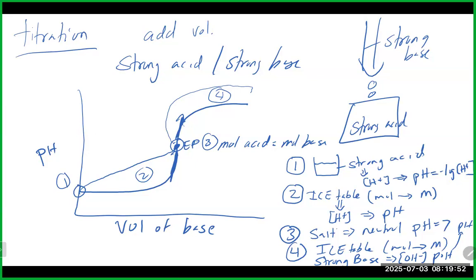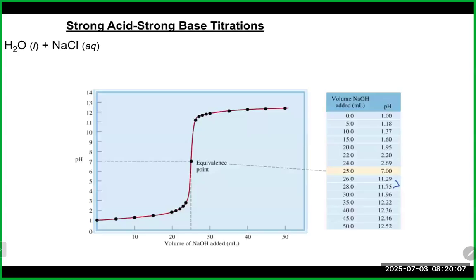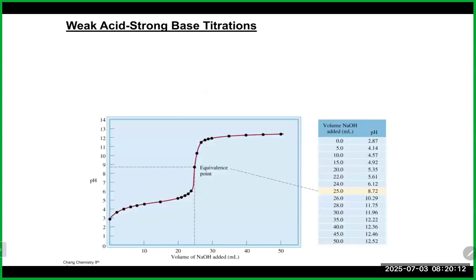Any questions on any of that we talked about last time there? All right, so that was one specific type of titration. Let's talk about another titration that we'll talk about here. And that is not it. Maybe that is it. There we go.